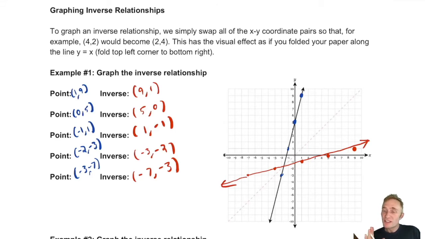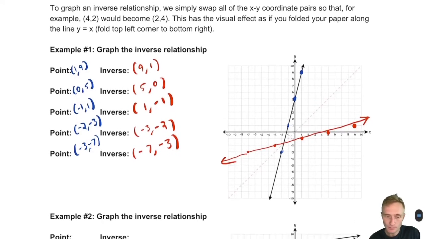What I want you to really see visually is I want you to imagine folding your paper. Imagine folding your paper over that red line and see how the blue dotted original function would become the red dotted new function. That is what an inverse is going to look like visually. So if you were just doing a quick multiple choice, you could maybe rely on that. But otherwise, what you would do is carefully graph points to find the inverse.